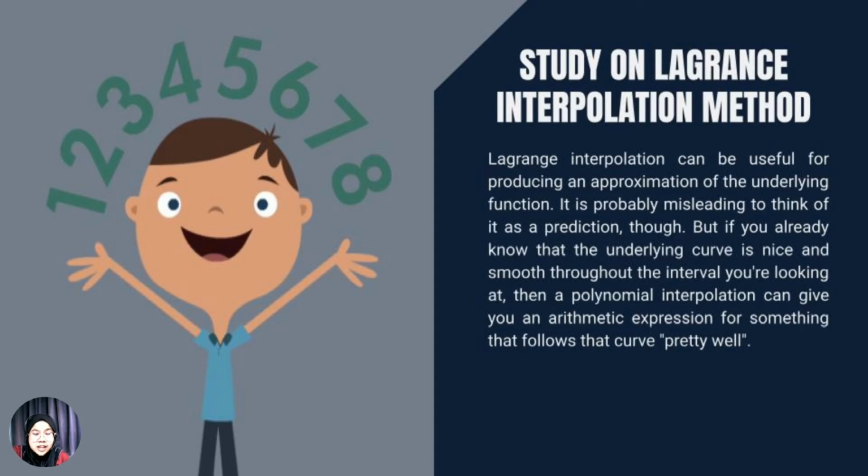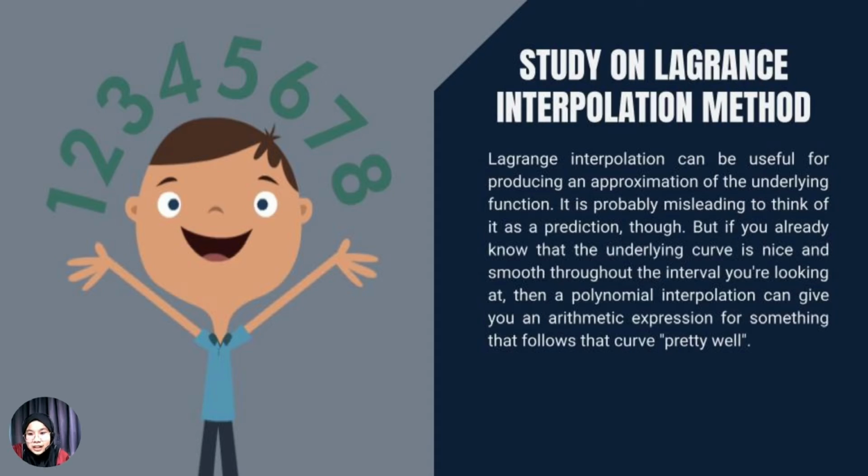As we can see, the study on the Lagrange interpolation method. Lagrange interpolation can be useful for processing and approximation of the underlying function. It is probably misleading to think of it as a prediction, though. But if you really know that the underlying curve is nice and smooth throughout the interval you are looking at, then a polynomial interpolation gives you an arithmetic expression for something that follows that curve pretty well.